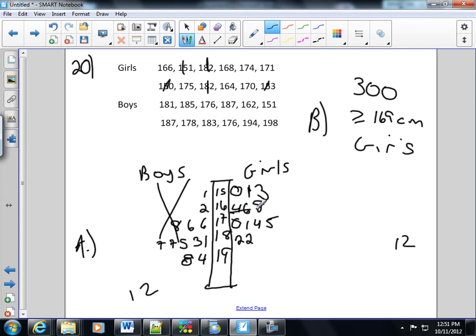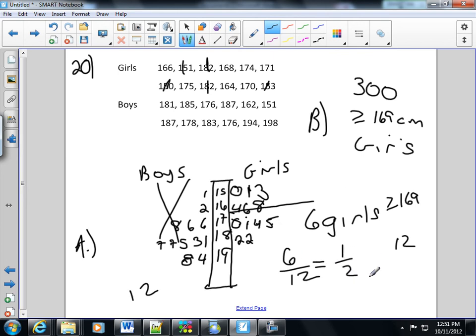So we'll just cut this data in half. Actually, it's right at the middle. So we're going to have 1, 2, 3, 4, 5, 6. 6 girls in our little sample here are greater than or equal to 169. Now we want to scale that number up to 300. Well, if you look right here, 6 out of 12 are 169 or higher, which is basically 1/2.